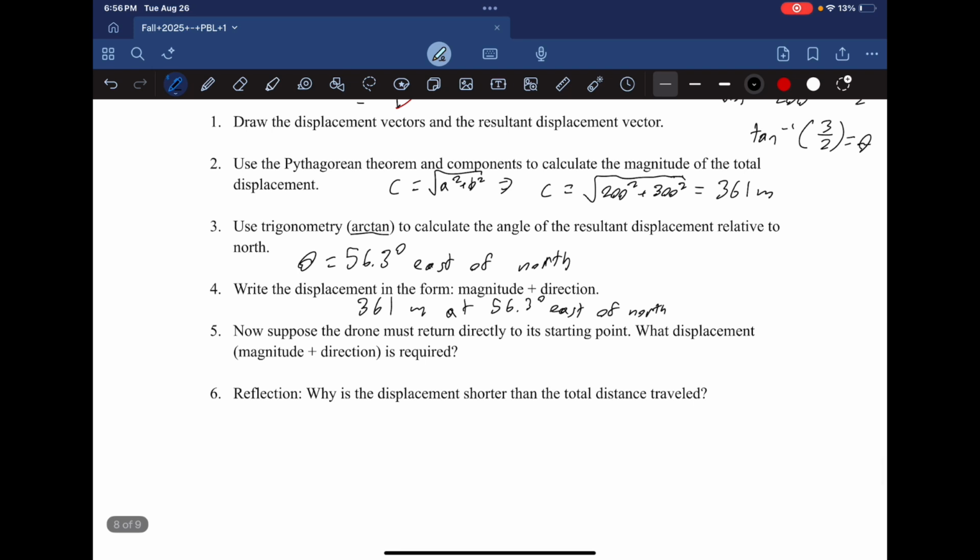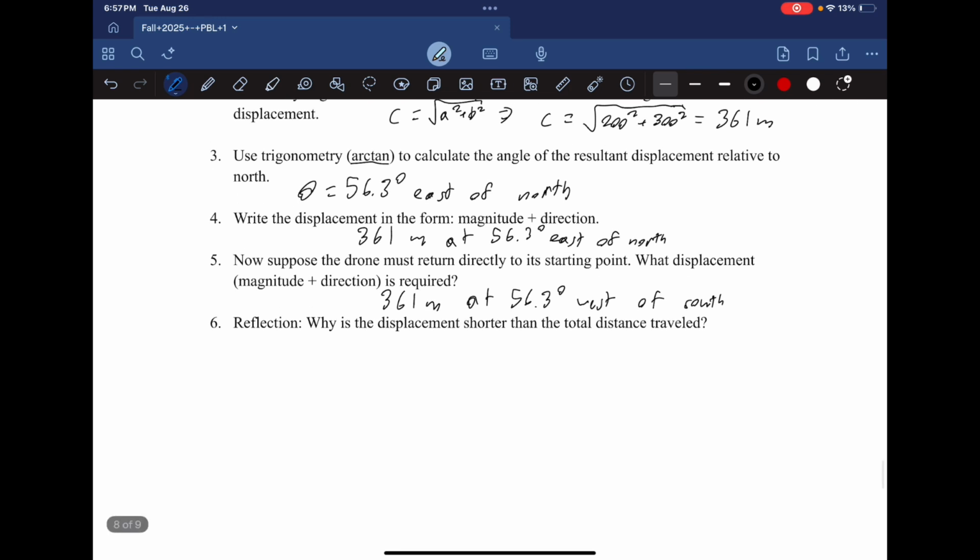Now suppose that the drone must return directly to its starting point. What displacement is required? So we know that it needs 361 meters because it's 361 meters away. And we instead want it to move at 56.3 degrees west of south. Let me explain that.